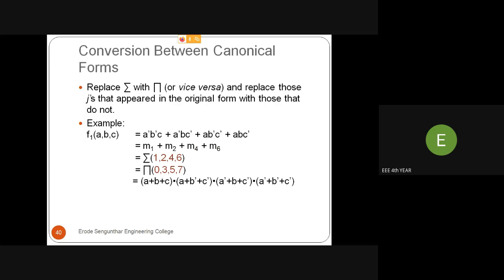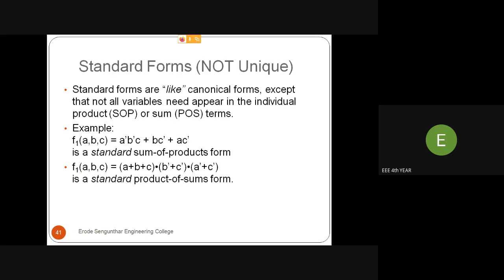Then you have to write that a bar b bar c in minterm is written as a plus b plus c bar. Then convert the product into sum and sum into product. Again, a bar b c bar, you write as a plus b bar plus c, like that. Okay, standard forms. This is POS, product of sum.